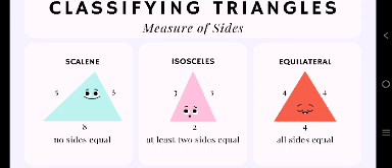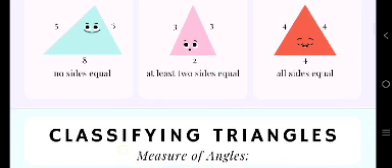Equilateral triangle. In the case of an equilateral triangle, all three sides are equal. Here in the figure, we see that one side measures 4 centimeters, the other 4, and the other as well 4 centimeters. So it is the case of an equilateral triangle.